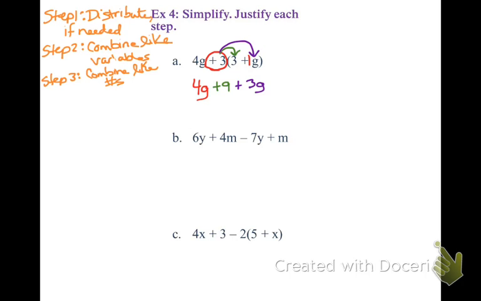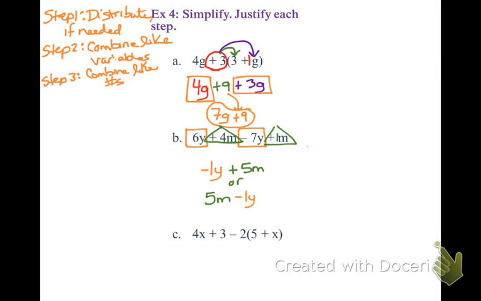Now we combine like terms. Well, 4g and plus 3g, they go together because they're both g's. So 4g plus 3g is 7g. And what's left over is plus 9. B, can you distribute? No, there's nothing to distribute. So I'd like you to try to find the like terms, put boxes or colors, circles or triangles, and do it yourself and see if you got the correct answer.